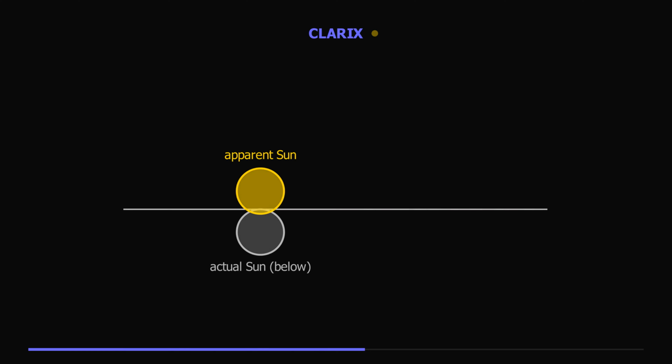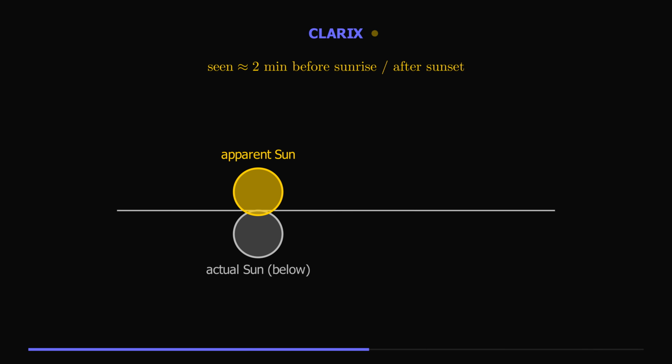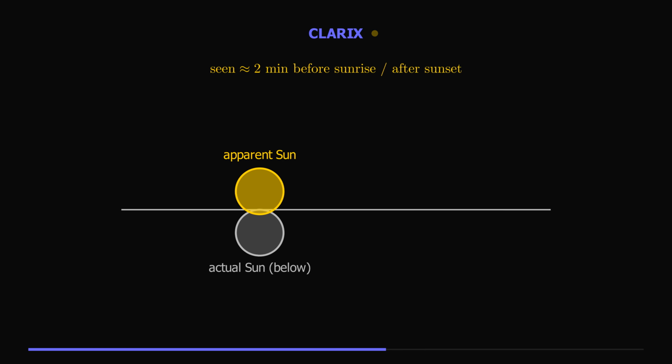Second, the sun appears about 2 minutes before it actually rises, and lingers about 2 minutes after it sets. Atmospheric refraction bends the sun's light over the horizon, so we see it while it's still geometrically below the horizon. The same bending slightly flattens the sun's disk at sunrise and sunset.